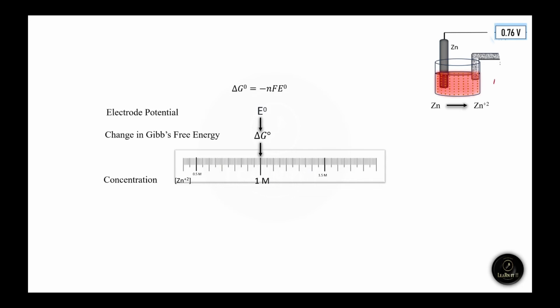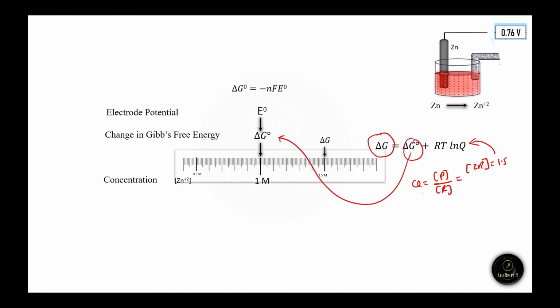We want to know how much energy present in this system. It can be calculated by using the formula delta G is equal to delta G naught plus RT ln Q. Here Q is equal to concentration of product divided by concentration of reactant. So here product is Zn+2, concentration is 1.5. If we put 1.5 here, we get delta G, which depends upon the delta G naught.